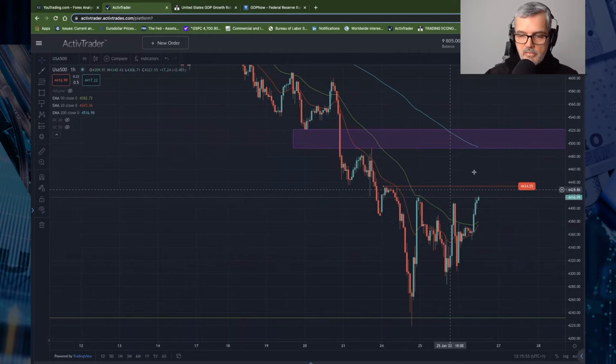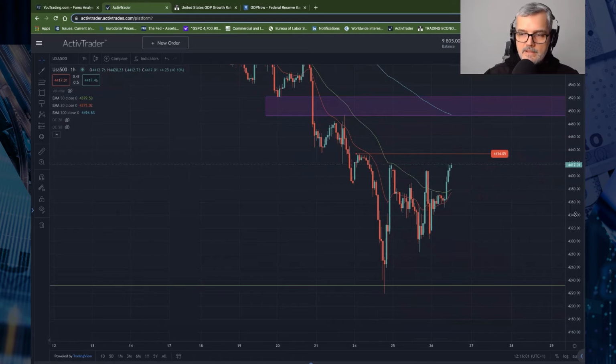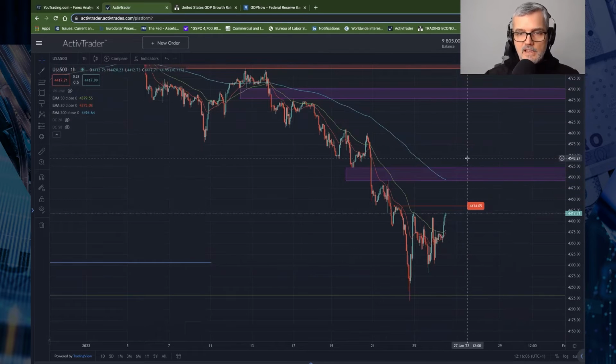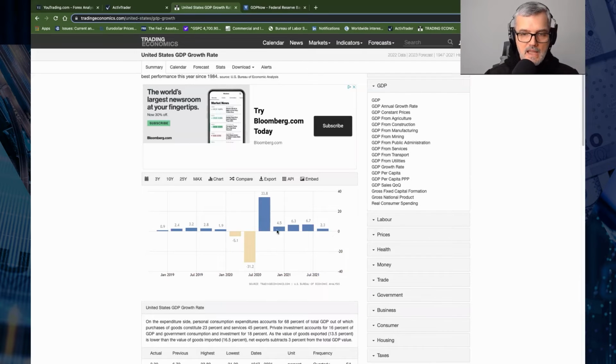So I'm not going to be looking to buy breakouts. I'm going to look to see if we find resistance up at these big levels, especially the 4,500 to 4,520. So that's what that will look like. The reason why fundamentally I think this is going to be lower for longer. If we look to the GDP growth in the US, yes, they had a big rebound after the pandemic lockdowns. We saw here 33.8% on the GDP.